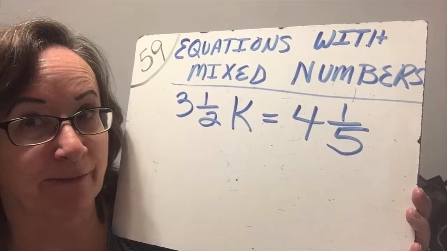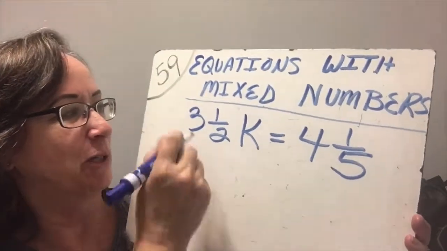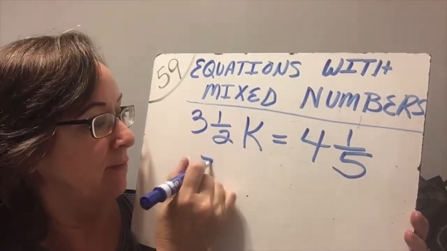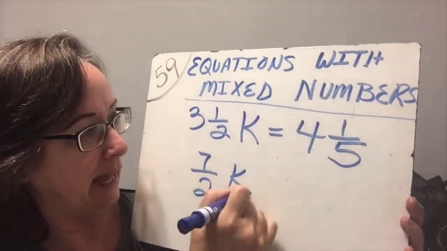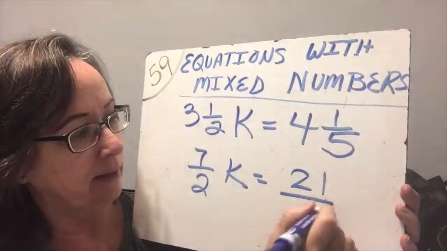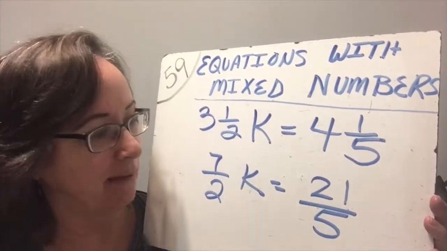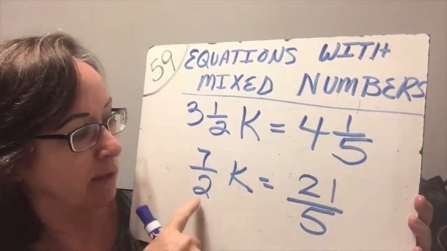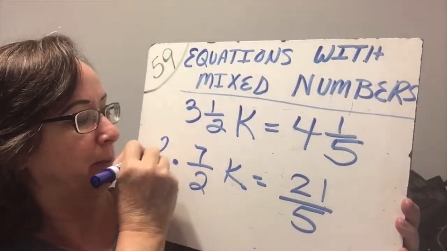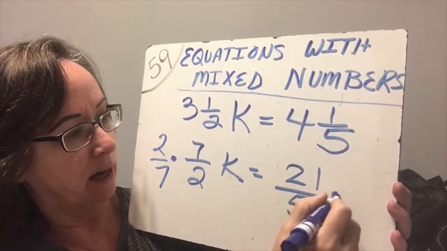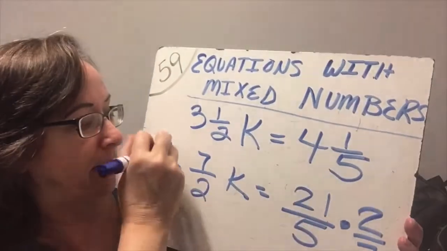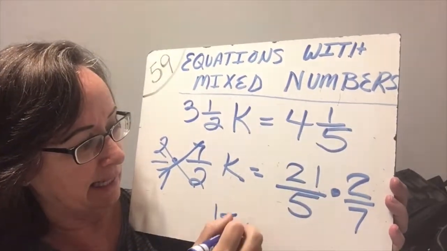On this problem, we have 2 mixed numbers. Okay, so we're going to turn 3 1/2, 3 times 2 is 6 plus 1 is 7 halves. K equals 4 times 5 is 20 plus 1, 21 fifths. So now we have them both in their improper form. In order to get K by itself, we want to get rid of our 7 halves. So we will multiply by the reciprocal on both sides. Remember, whatever we do to one side, we must do to the other. This cancels out and I get K.